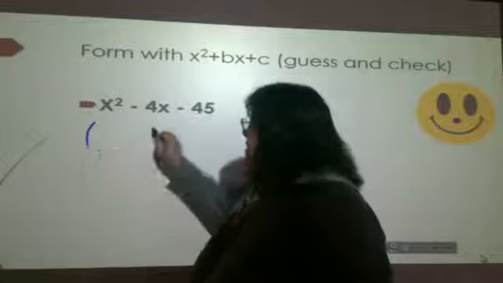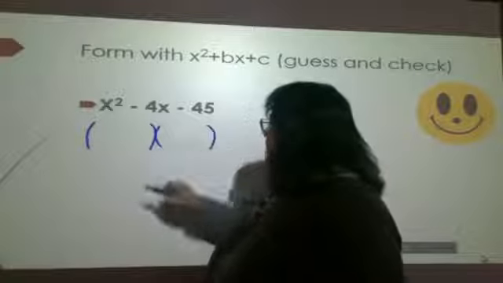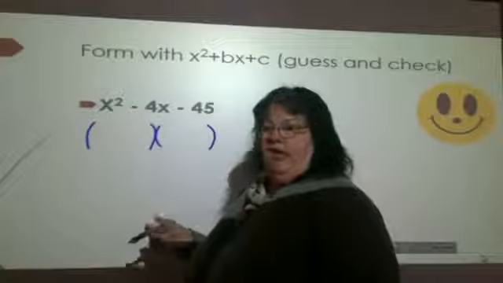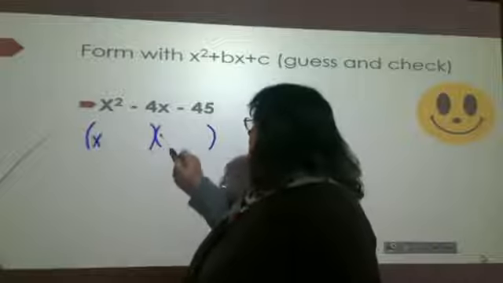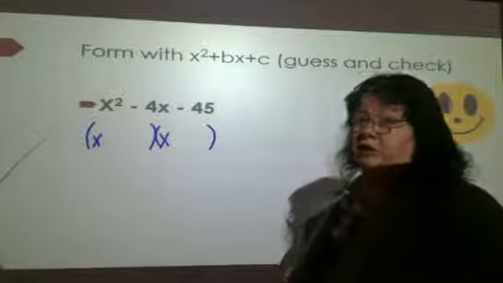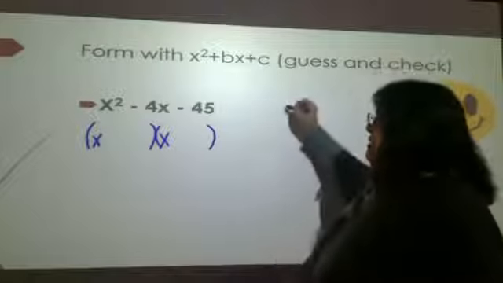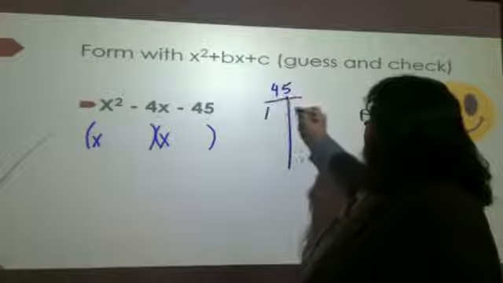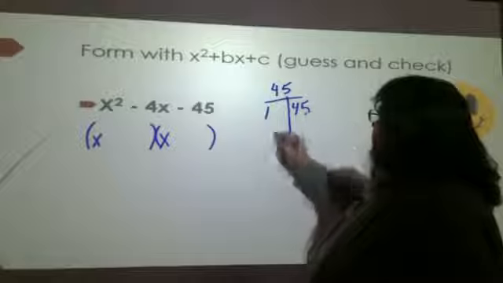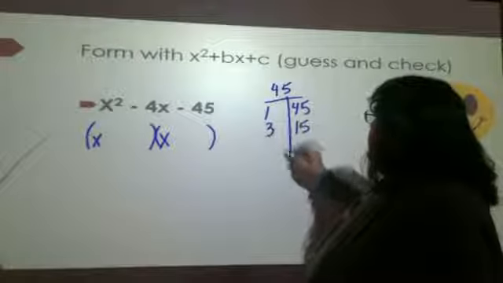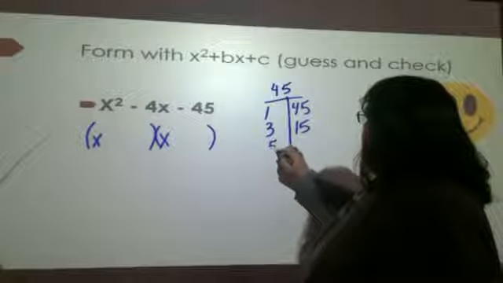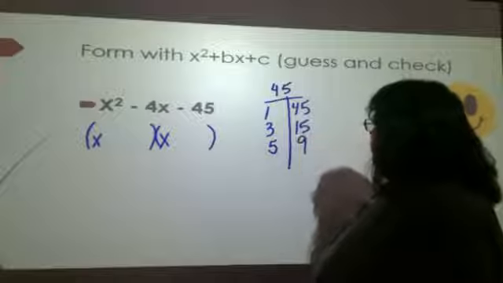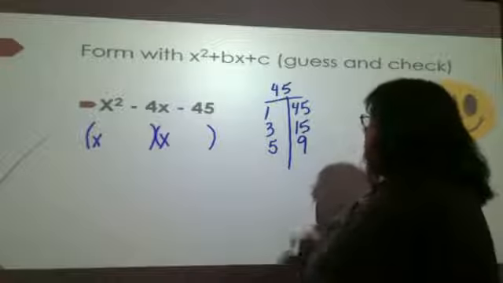Let's open a parenthesis. The only way we can get an x squared is an x and an x. That's why this method works so nicely. Now the 45, if I look at the ways I can get 45, I have 1 and 45, 3 and 15, 5 and 9. Those are the only ways I can get 45 to multiply.